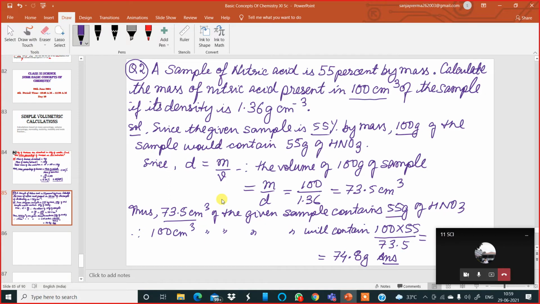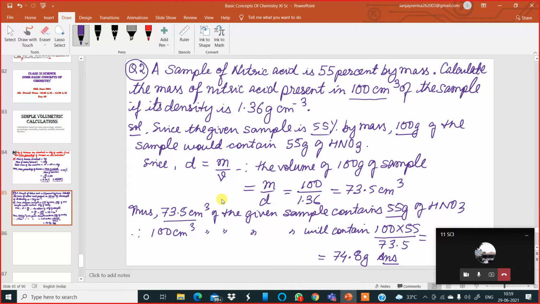So the volume of 100 gram of the sample will be equal to mass by density, 100 by 1.36, that is coming to 73.5 centimeter cube. Which means that 73.5 centimeter cube of the given sample contains 55 grams of nitric acid. Therefore, 100 centimeter cube of the sample will contain 100 into 55 divided by 73.5, which gives us 74.8 grams of nitric acid. Okay, so the solution is done.